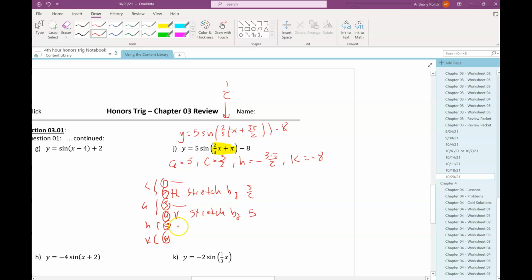Since the H is negative, I'm going left, and it's going to go by the absolute value of H, so 3 pi over 2 units. And then since the K is negative, we're going down, and then the absolute value of K is 8 units. Does that feel okay, Amy?